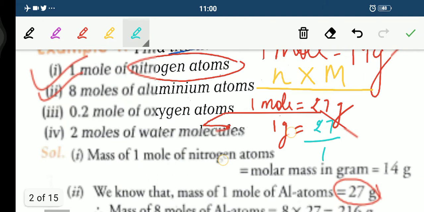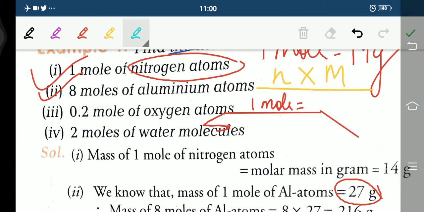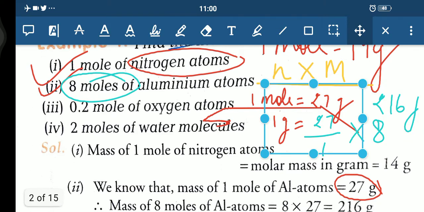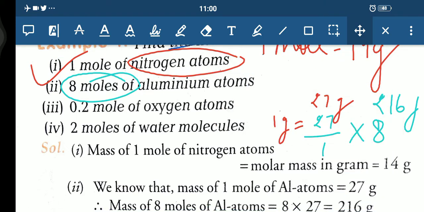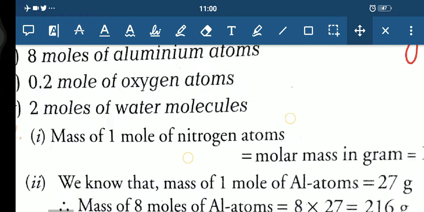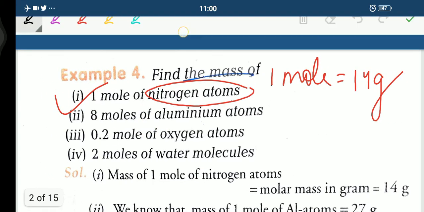And the question is saying we need to find out for 8 moles. So what will you do? You just need to multiply this with 8. Fine, bachche. So what will be your answer? 27 multiplied by 8, and that is 216 gram. Fine. So this is by the unitary method. And what will it be by the formula method, bachche? Let me just erase it for you.